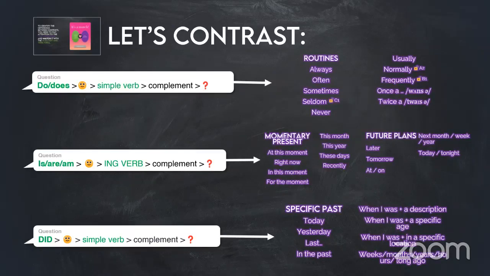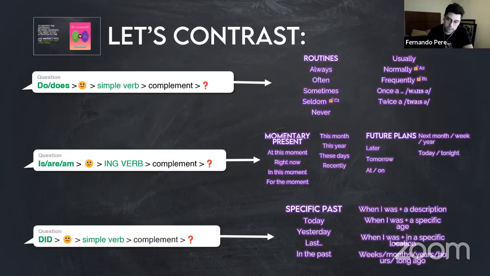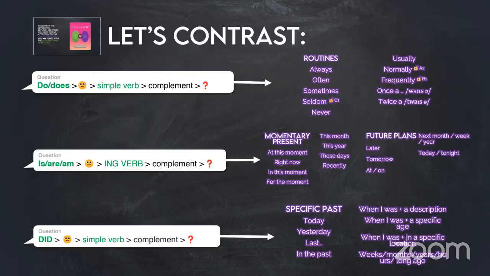What kind of book is that? It's a book about routines and habits. Atomic Habits.